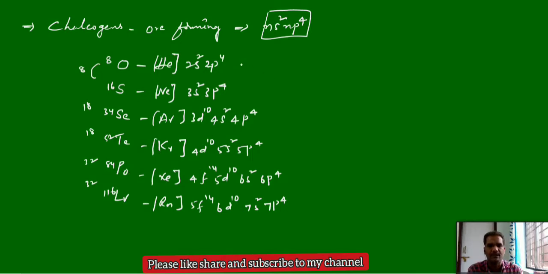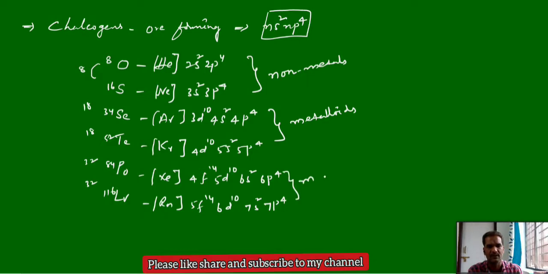Here the first two elements, oxygen and sulfur, are non-metals, and selenium and tellurium are metalloids. Anyhow, from top to bottom the metallic nature increases, and polonium and livermorium are radioactive in nature.